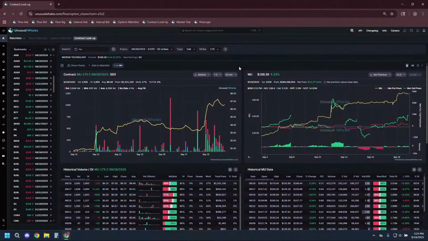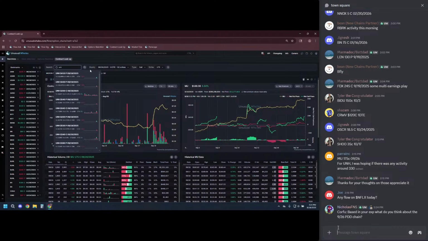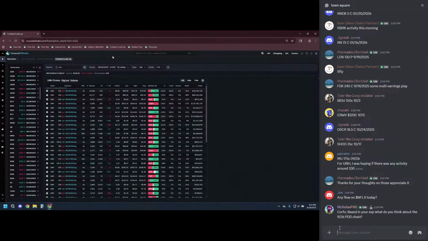Don't see much on this Moo here. So you're clarifying the earlier UNH. I was hoping to see if there was any activity around 3:30. So UNH, we can take a look at UNH as a whole just to see if there's anything going on.